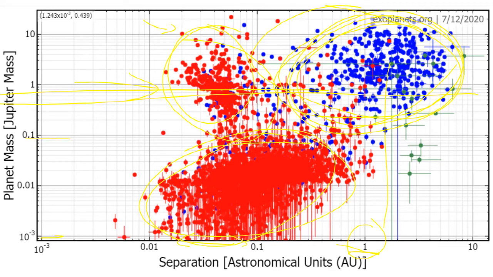And then there are a couple of other methods, so you can see some other colours on here. They are microlensing and direct imaging, and so they come sort of further out. In fact, I've taken the direct imaging off because the direct imaging ones are out above 10 AU, and it compressed this graph too much. So these green ones I think are microlensing.